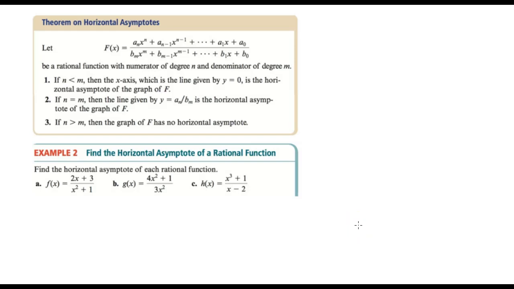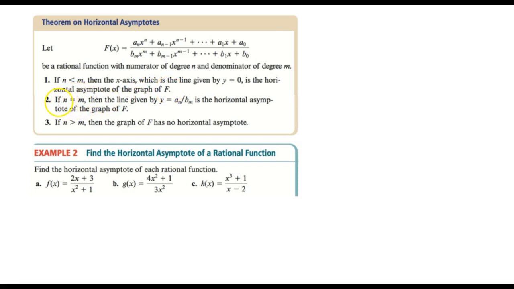All right, we're going to look at horizontal asymptotes now and look at three different examples. We'll notice that there are three different possibilities in comparing the degree of the numerator and denominator. Either the degree of the numerator, n in this case, if you're looking at this theorem here, is smaller, less than the degree of the denominator. Notice that if you look up here at the function, this n value is going to be smaller than m. So the degree of the numerator is smaller than the degree of the denominator. And in this case, the x-axis, which is the line given by y equals 0, we'll see what we mean by this, is the horizontal asymptote of the graph of f.